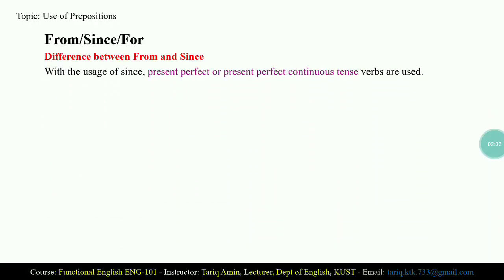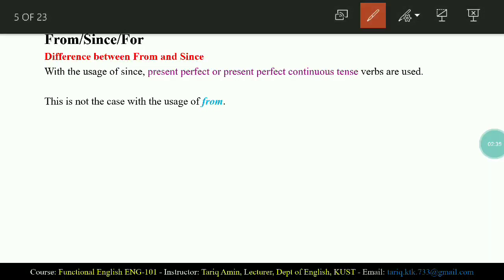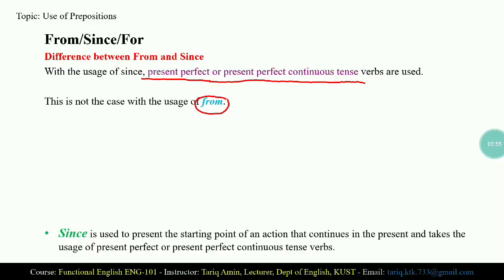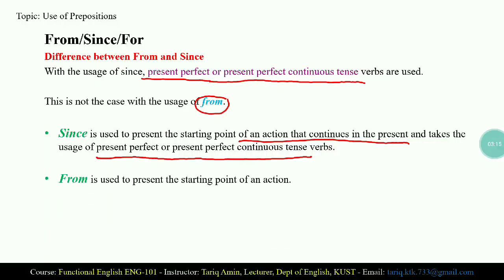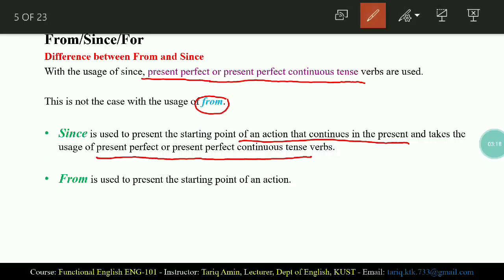The difference between from and since: with the usage of since, present perfect and present perfect continuous tense verbs are used. While this is not the case with usage of from. Since is used to present the starting point of an action that continues in the present. The same thing is once again repeated over here in this sentence, and it takes the usage of present perfect and present perfect continuous tense verbs. And from is used to present just the starting point of an action.